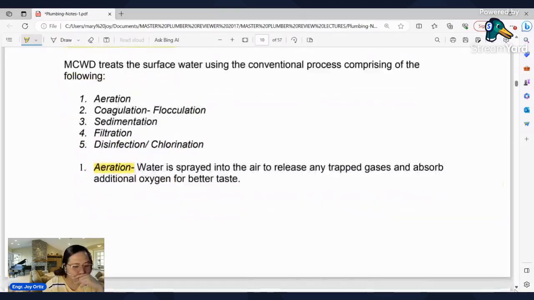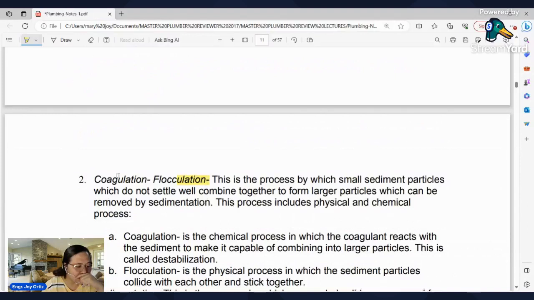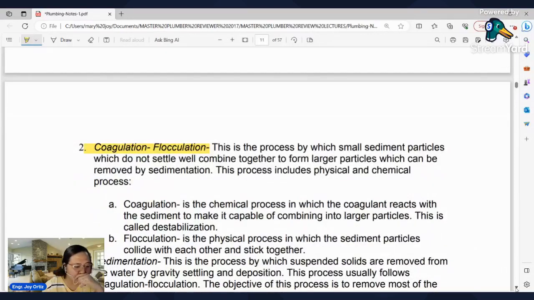So, water is sprayed into the air to release the gases and absorb additional oxygen for better use. Then, when we say coagulation and flocculation, this is the process by which small sediment particles which do not settle will combine together to form large particles which can be removed by sedimentation. This process includes physical and chemical processes. Coagulation is the chemical process in which the coagulant reacts with the sediment to make it capable of combining into larger particles. This is called destabilization. Okay?